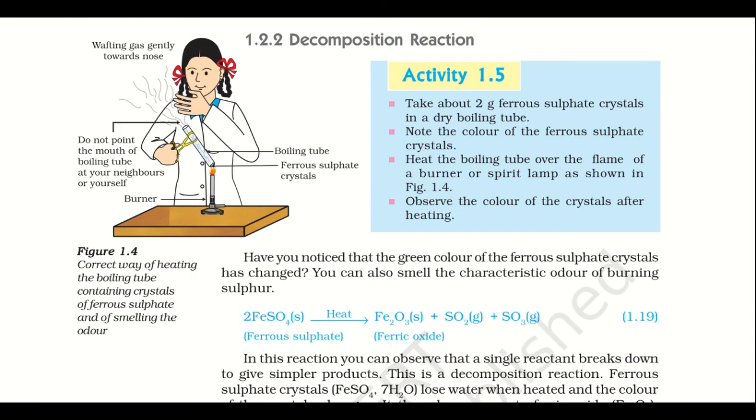Now, if you go through the equation written over here, you can see that ferrous sulfate, when heated, gives ferric oxide, sulfur dioxide, and sulfur trioxide. So, from one compound, we obtained 3 different compounds on heating that compound.